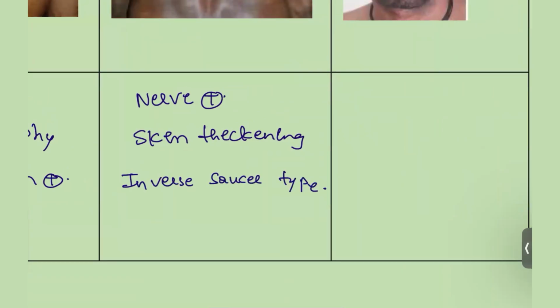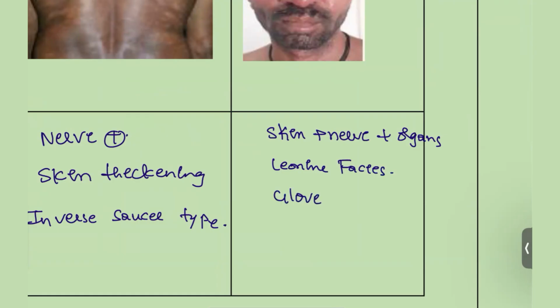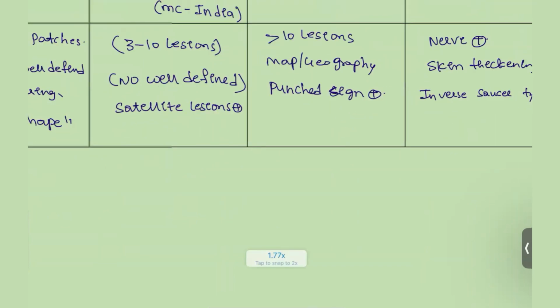Next, last one, lepromatous leprosy. This involves the skin plus nerve, and other organs will also be involved. Leonine facies are seen in this stage. And glove and stocking peripheral neuropathy is also seen in lepromatous leprosy. This is one of the types that you have to remember.